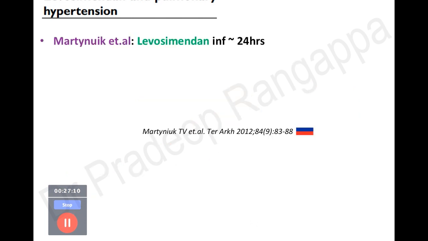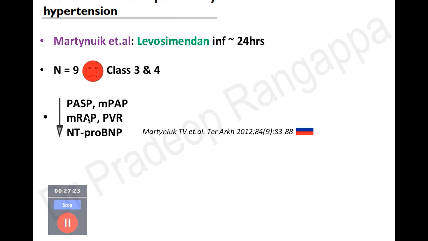And this was a study from Russia by Martinuik et al. They used levosimendan infusion for 24 hours in 9 patients with class 3 and class 4 pulmonary artery hypertension. And they found these are the indices that were lowered with the use of levosimendan. Pulmonary artery systolic pressure came down, which is good. Mean pulmonary artery pressure came down, which is good. Mean RAP, which is preload, was reduced. Pulmonary vascular resistance was reduced. And there was a reduction in the biochemical parameter NT-proBNP.